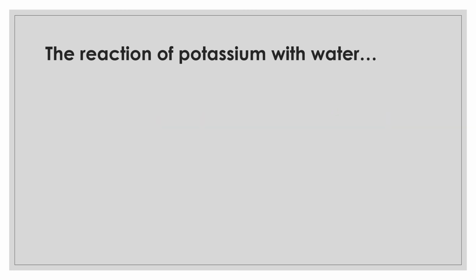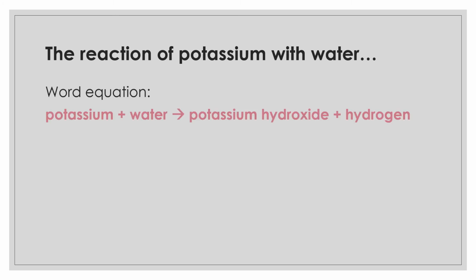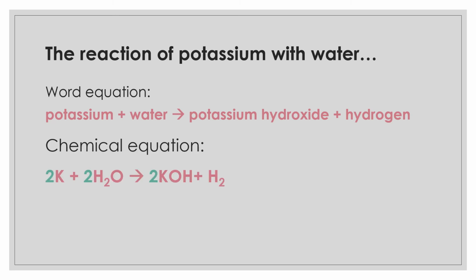Looking at the reaction of potassium with water, the word equation then is potassium plus water produces potassium hydroxide and hydrogen. The chemical equation is 2K plus 2H2O, arrow 2KOH plus H2. And finally, the half equation is K, arrow K plus e minus.